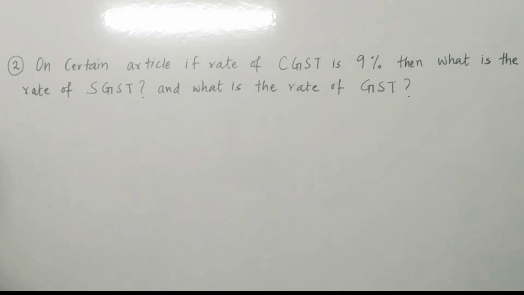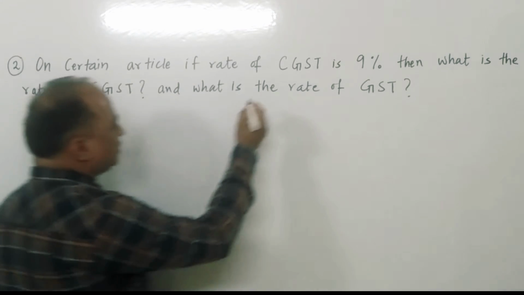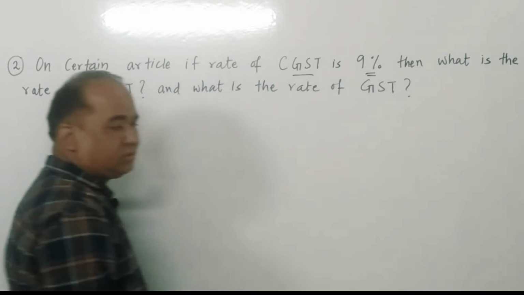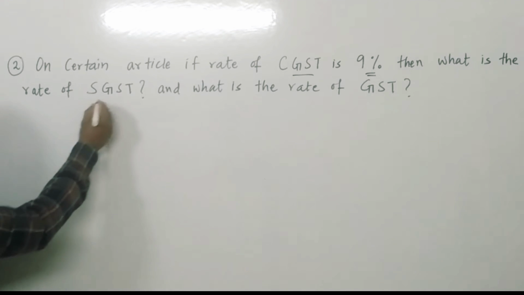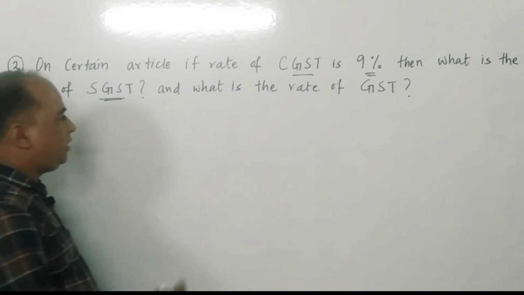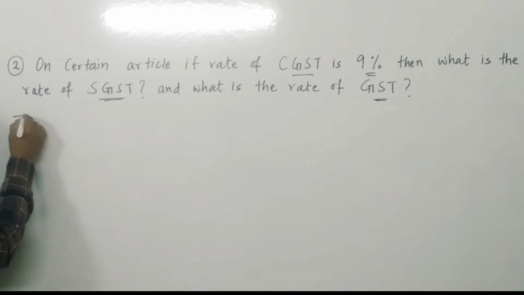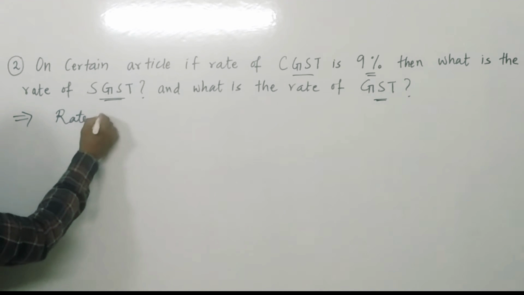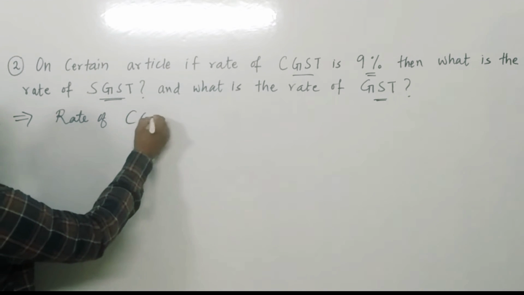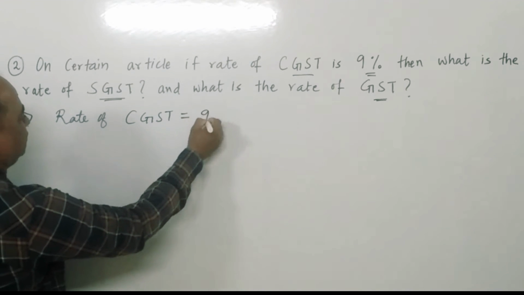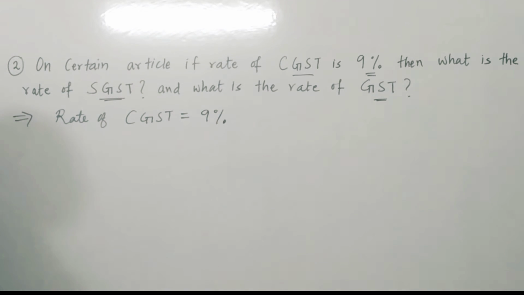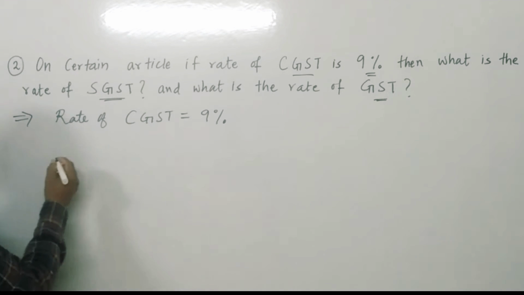Second example, on a certain article, the rate of CGST is 9%. Then, what is the rate of SGST and what is the rate of GST? Now, your given thing is rate of CGST, Central Goods and Service Tax, is equal to 9%. Now we know that the rate of CGST is equal to rate of SGST. So rate of SGST will also be 9%.